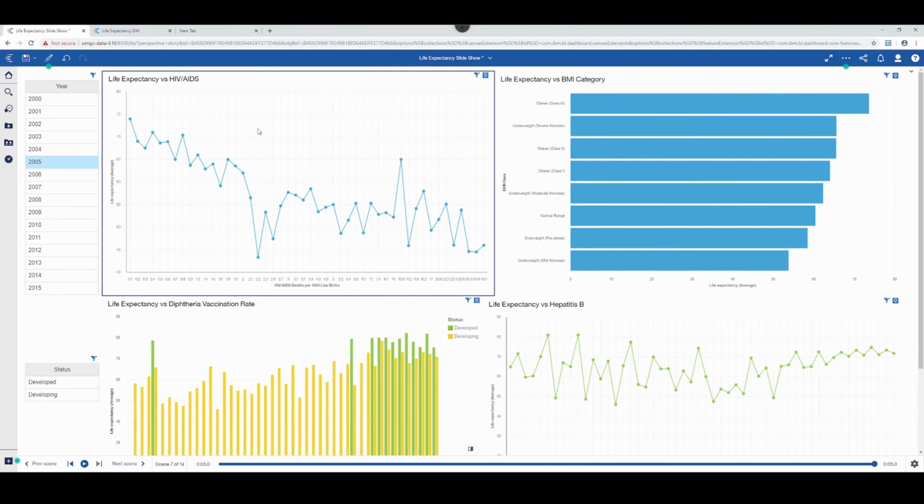So if we look at the trends here, we can see that HIV and AIDS definitely have a big impact on life expectancy. Obviously, the higher the rate of HIV deaths per 1,000 live births, the lower the life expectancy will be. If we look at body mass index, it's a different story though. You would expect the higher body mass indices to have lower life expectancy, but it's not the case.